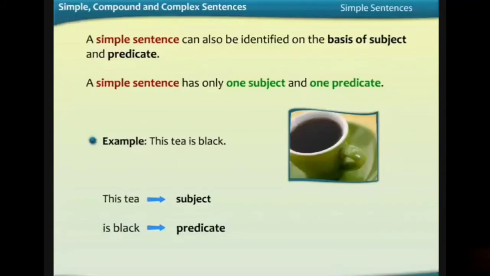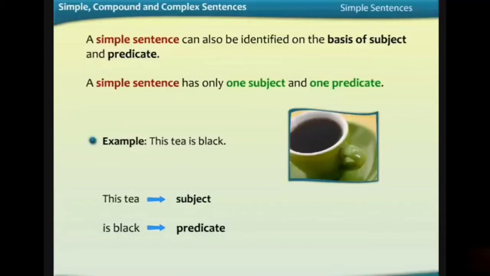First we are going to see what are simple sentence, what are the examples of simple sentence. So let's see. A simple sentence can also be identified on the basis of subject and predicate. That is, a simple sentence will be consisting of one subject and one finite verb. Predicate is a verb phrase. Okay. A simple sentence has only one subject and one predicate.